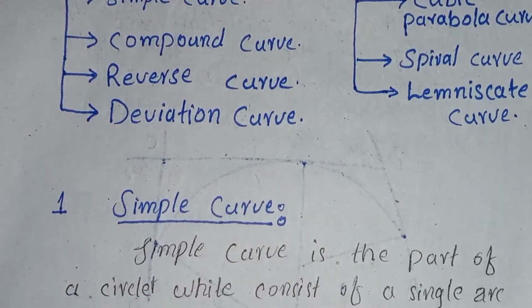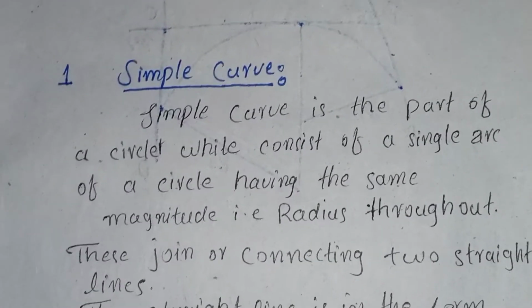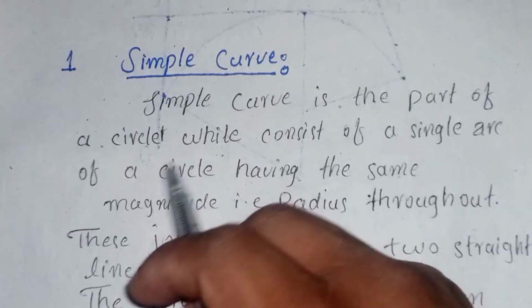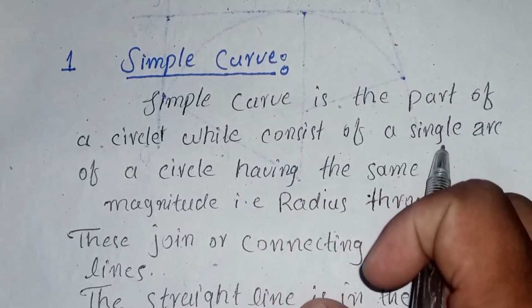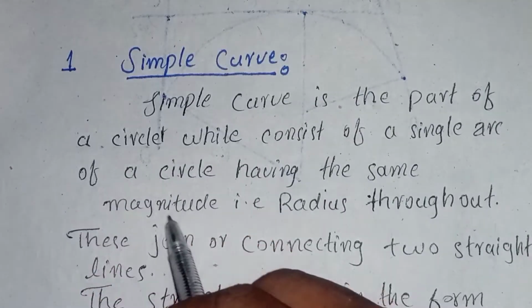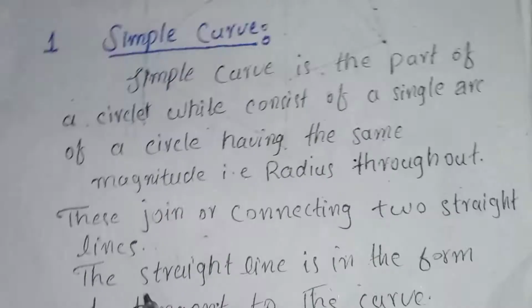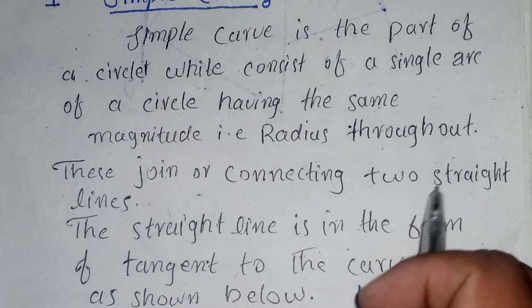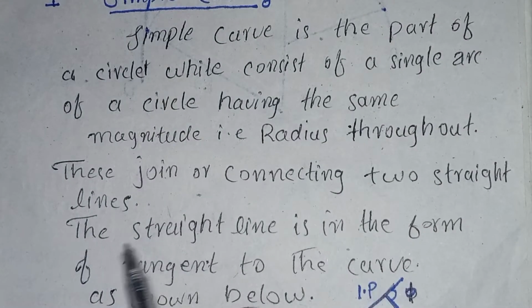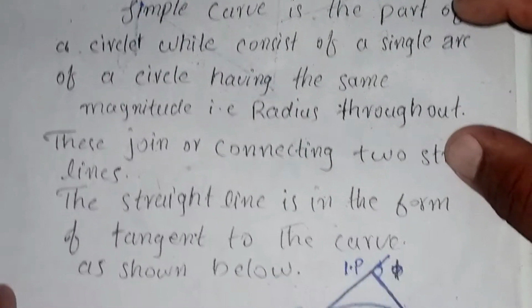Number first, simple curve. A simple curve is a part of a circle. It consists of a single arc of a circle having the same magnitude, i.e. radius, throughout. It joins and connects two straight lines. The straight lines are in the form of tangents to the curve, as shown below.